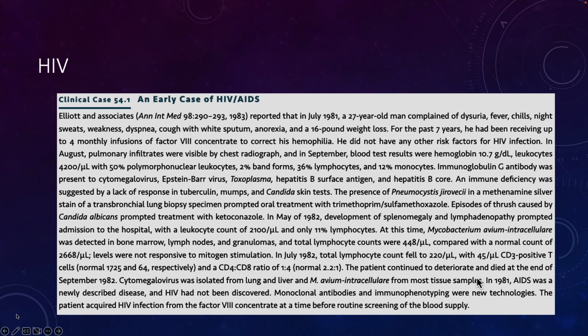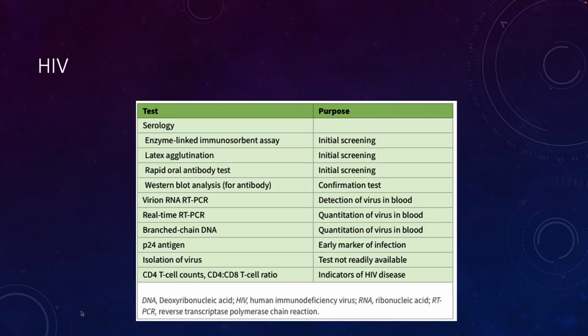In 1981, AIDS was a newly described disease, and HIV had not been discovered. So again, AIDS was discovered first, this acquired immune deficiency. The virus causing it was not discovered until later. And so basically what had happened is that the patient had acquired HIV infection from his blood transfusions before routine screening of the blood supply. So this is why hemophiliacs were included in that group of individuals who had developed AIDS.